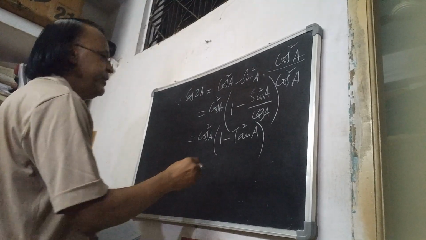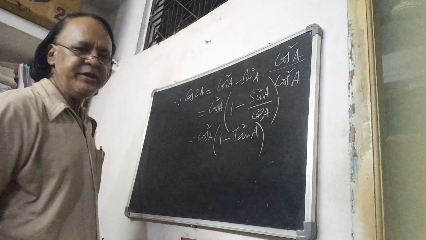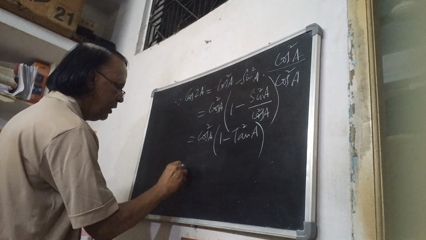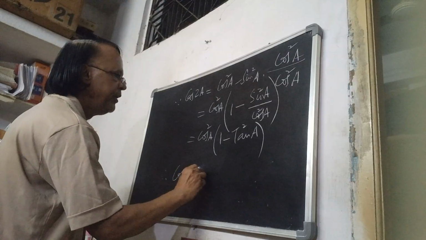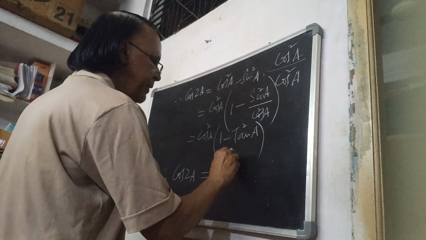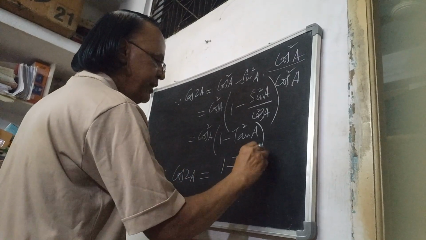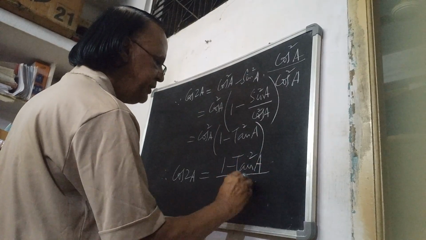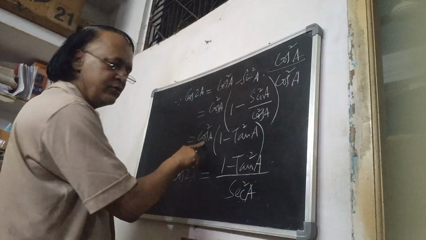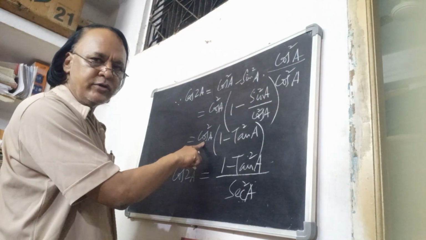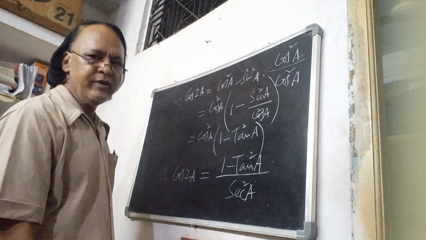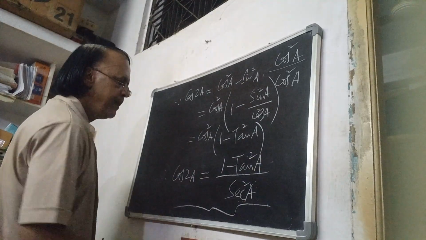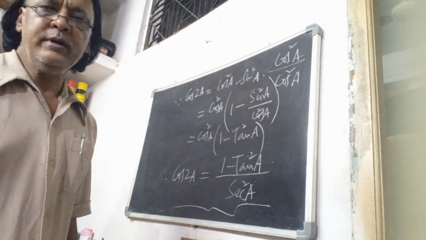And cos square a can be written as 1 by secant square a. Therefore, cos 2a equals 1 minus tan square a by secant square a. I am writing cos square a as 1 by secant square a. This will be cos 2a in terms of tan a.